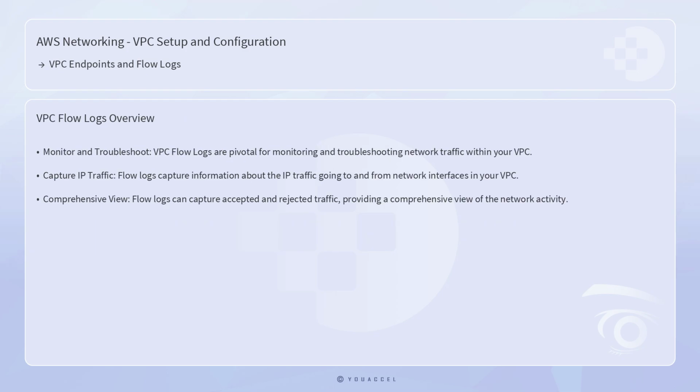VPC flow logs, on the other hand, are pivotal for monitoring and troubleshooting network traffic within your VPC. Flow logs capture information about the IP traffic going to and from network interfaces in your VPC. This data is invaluable for various purposes, such as monitoring network traffic patterns, diagnosing security issues, and ensuring compliance with internal policies and external regulations. Flow logs can capture accepted and rejected traffic, providing a comprehensive view of the network activity.